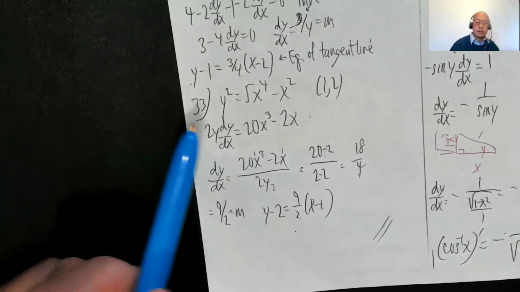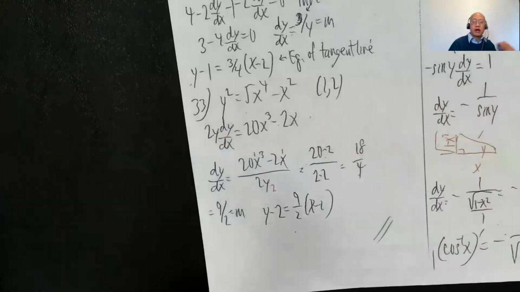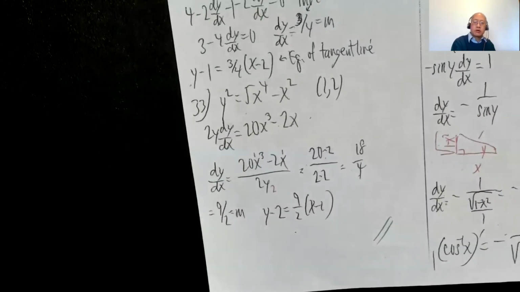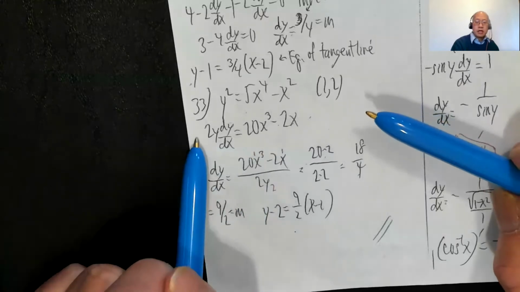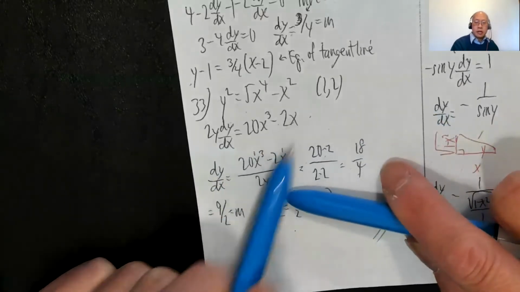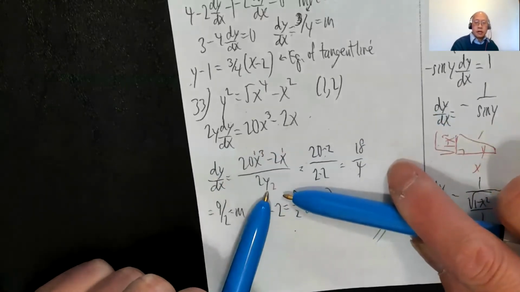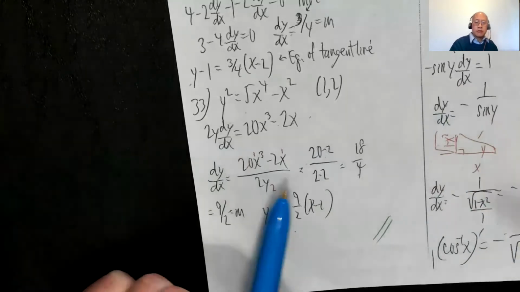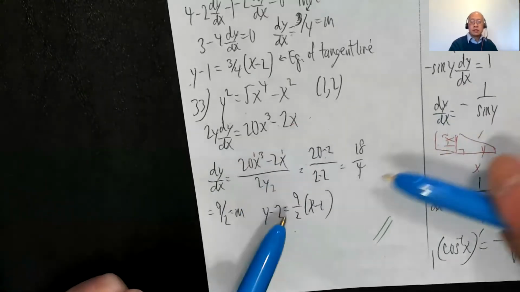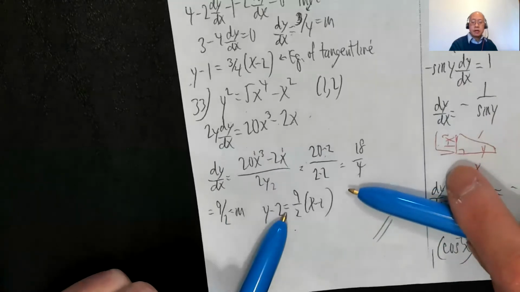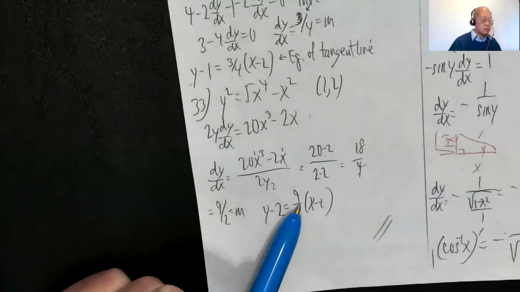Number 33, come up with the equation of the tangent line. y squared equals 5x to the 4th minus x squared at the point 1, 2. 2y dy dx equals 20x cubed minus 2x, divided by 2y. Plug in 1 there, 2 there. So the bottom is 2 times 2. The top is 20 minus 2, 18 over 4, or 9 over 2. So y minus y1, y minus 2 equals m, 9/2 times x minus 1.